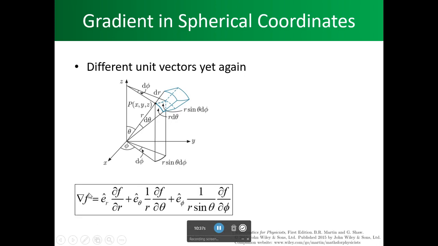And so now our gradient changes. We have our gradient as relates to what? R, theta, and phi. These would be our unit vectors. Now we took the partial as it relates to what? R. We take the partial as it relates to theta. The R comes out because it's a constant. And then we take the partial with respect to phi. And our R times the sine of theta comes out.